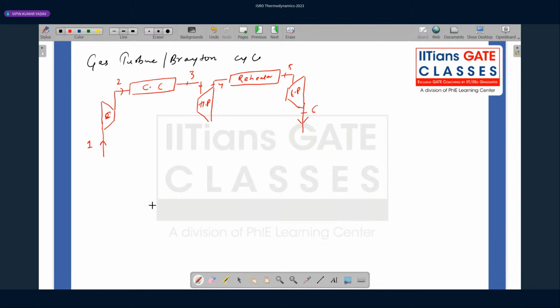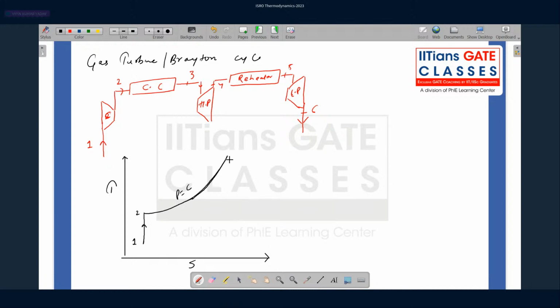If you also remember, how did we draw the TS diagram for this open cycle gas turbine? So this is the compression process, right? 1 to 2 compression process. Then it is constant pressure heat addition in the combustion chamber. Now you will expand it 2 to 3, into the high pressure turbine, 3 to 4.